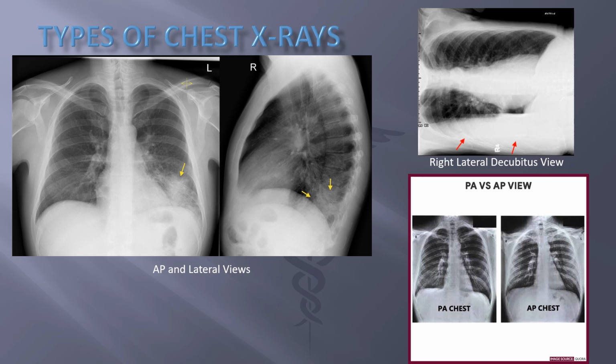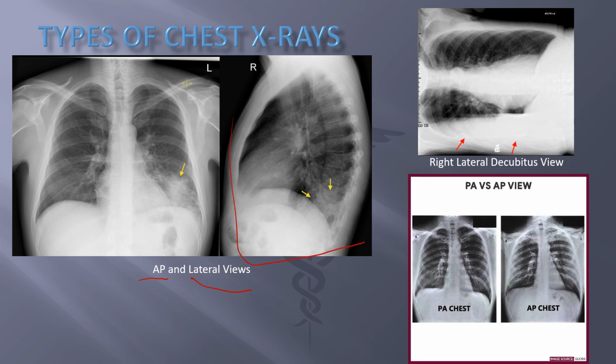So types of X-rays that we order, most of the time in the ICU setting, we'll use an AP, which is an anterior posterior view, where the plate will be placed behind the patient on their back, and you shoot the X-ray from the front, their anterior surface to the back. That's one of the most common X-rays that we'll do.